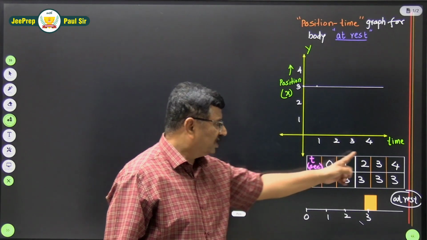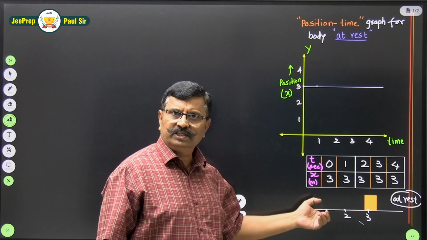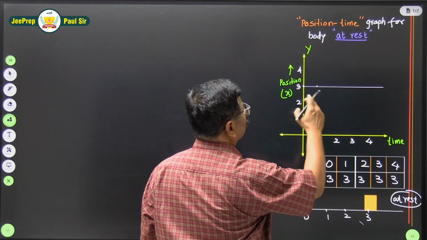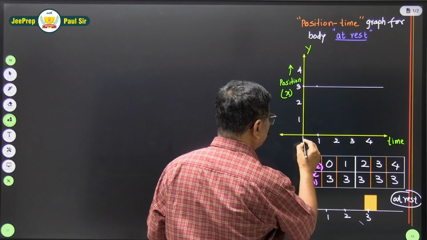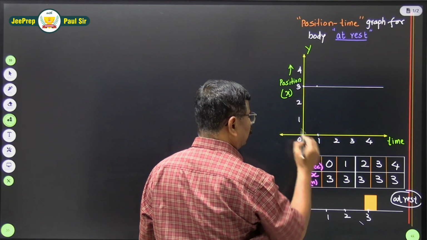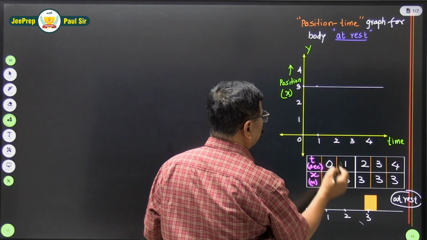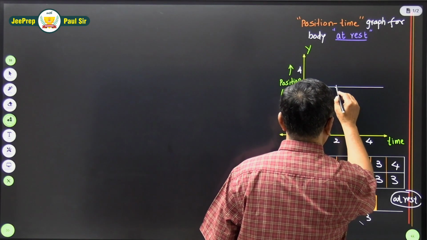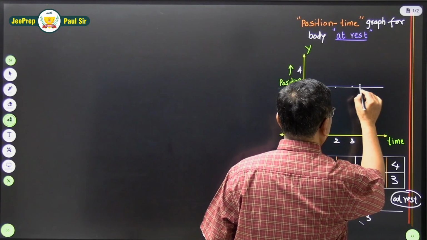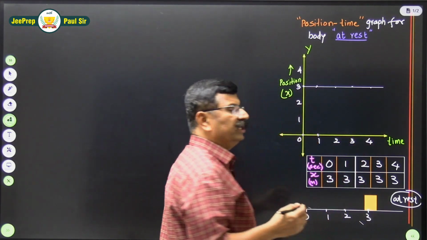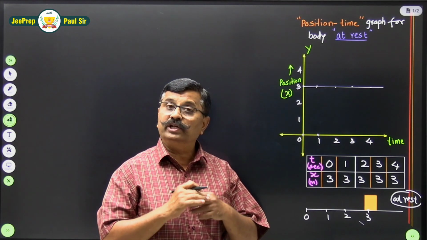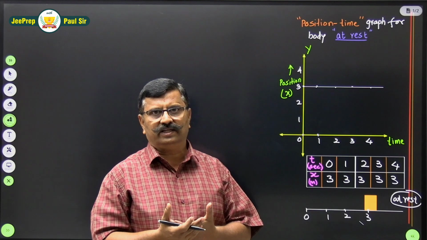So therefore, this becomes the observation table for this situation, and let us plot these values on the graph. At t equal to 0, the body is at 3 meter. At t equal to 1 second, the body is again at 3 meter. At t equal to 2 seconds, the body is at 3 meter. At 3 seconds and 4 seconds also the body is at 3 meter only. So the position of the body does not change because the body is at rest.